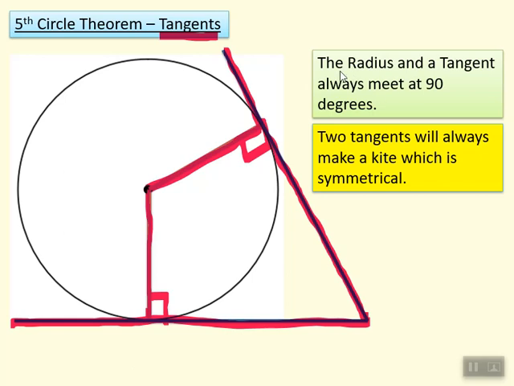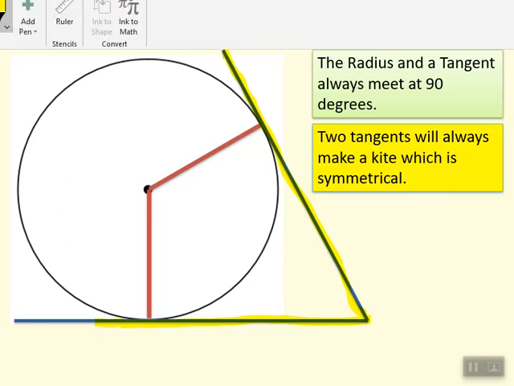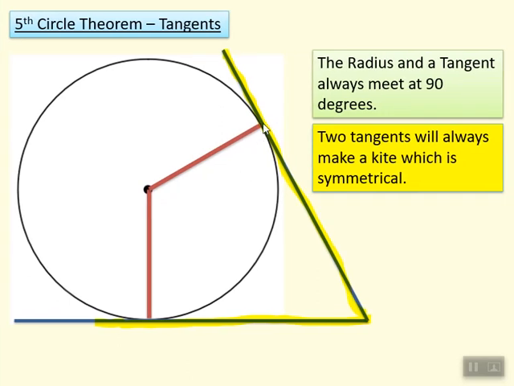So a radius and a tangent always meet at 90 degrees, or right angles. Now, the cool thing about tangents is this: if you draw two tangents like this, so here's the blue tangent, and you draw another tangent in such a way that it meets the other tangent, then these two lengths are the same.